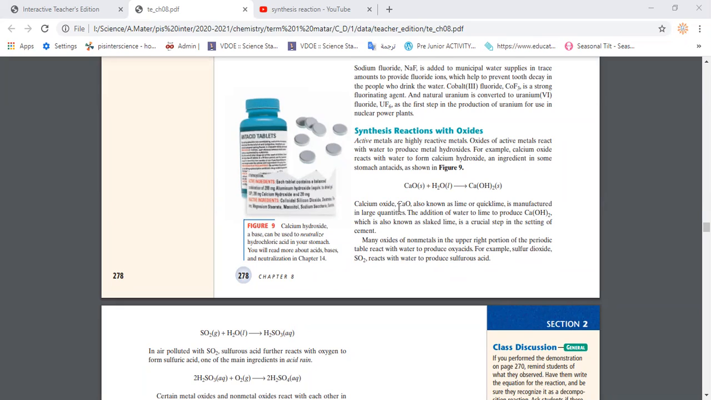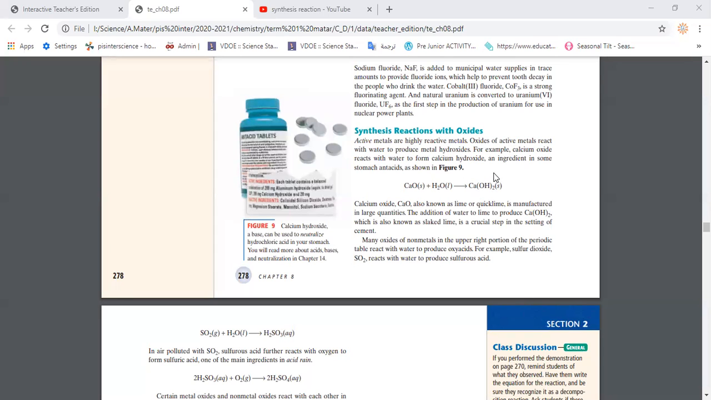For example, calcium oxide, which is already a compound, reacts with water, which is another compound, and that produces calcium hydroxide. So here it's a synthesis reaction. How could we know it's a synthesis reaction? Because we have two reactants yielding one product only. Like this, we can figure out it's a synthesis reaction. So the calcium oxide, once it reacts with water, produces calcium hydroxide.